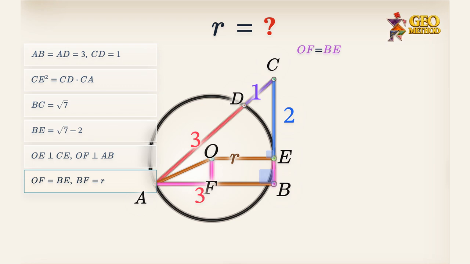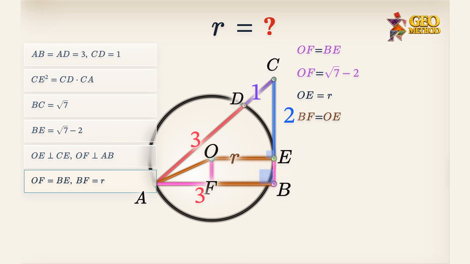Now use the rectangle. In rectangle OFBE, opposite sides are equal, so segment OF equals segment BE. Replace segment BE with the exact value we already found. Segment OF now has the concrete length root 7 minus 2. Keep that horizontal leg in mind. It will become one of the two legs in the final small triangle.